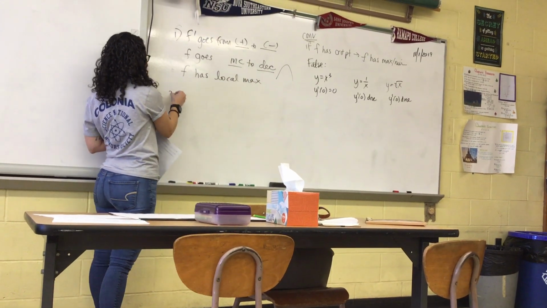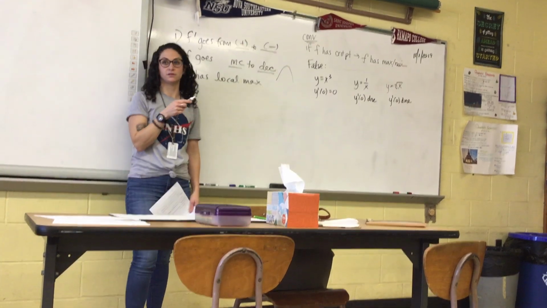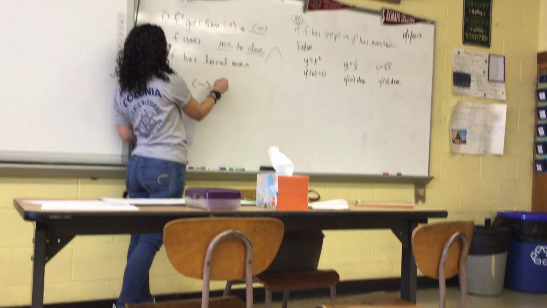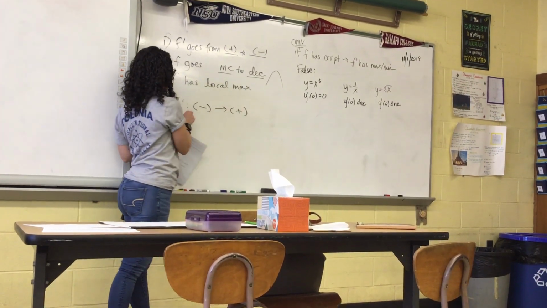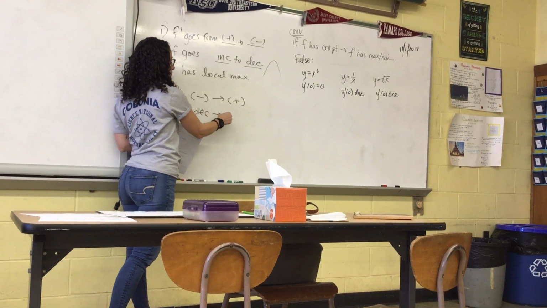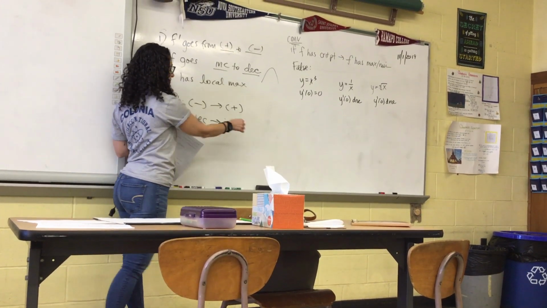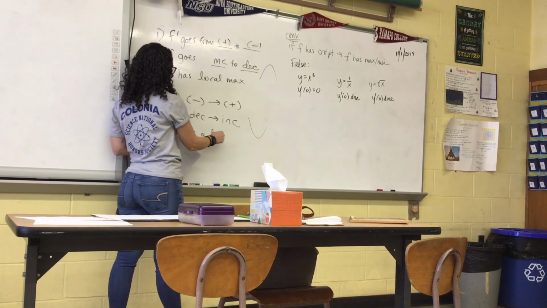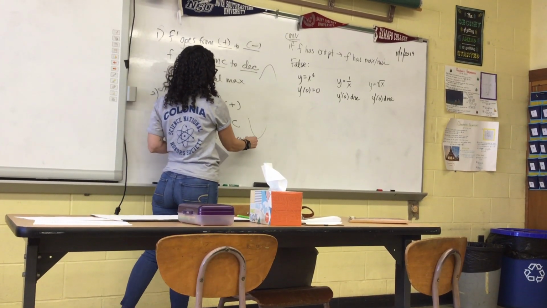Okay. For step 2, it's just the opposite, right? If f prime goes from negative to positive, that means f is going to go from what to what? Decreasing to increasing. And that's going to be looking like that, and so f is going to have a local min.